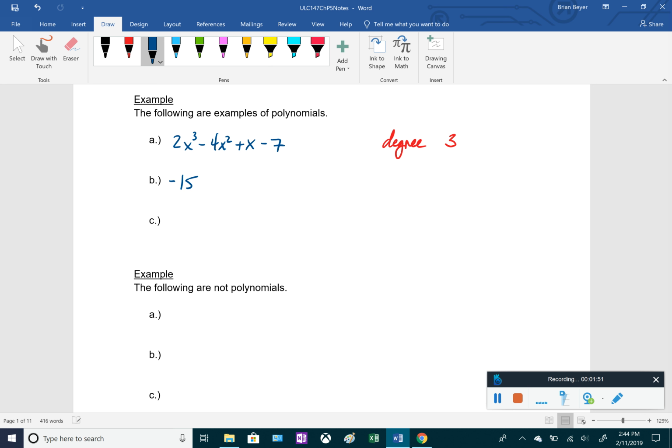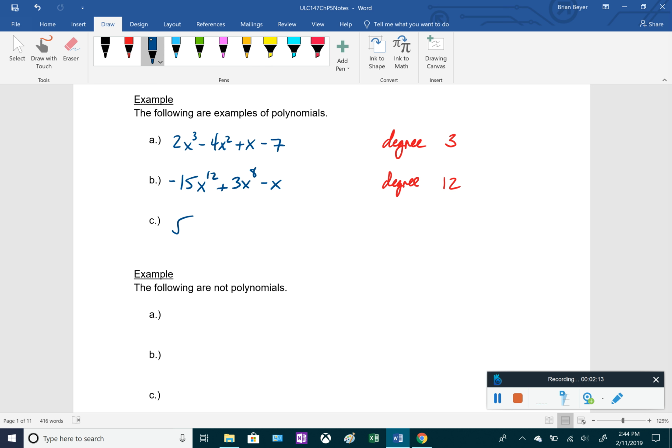Something like negative 15x to the 12th plus 3x to the 8th minus x. So this is a polynomial also. It is a degree 12 polynomial because of that exponent. Once again, notice the positive whole numbers for exponents here.